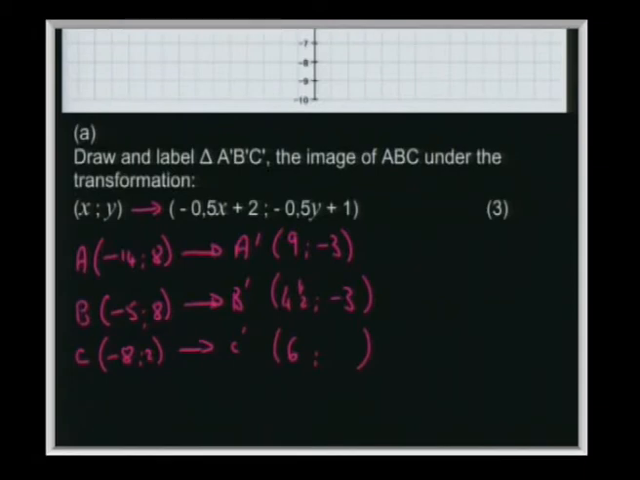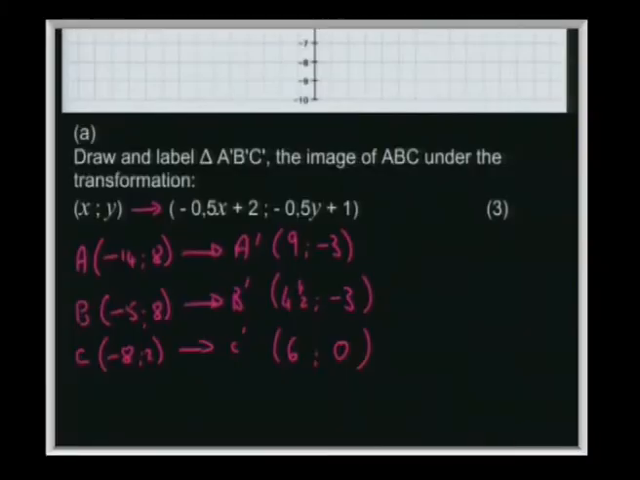Point C, the y part. 2 times negative a half gives us negative 1, and negative 1 plus 1 gives us 0. Right, question finished? Yes? No. The question asked us to draw and label A dash, B dash, C dash. So we've got to take this information that we've now calculated and pop it back onto the Cartesian plane.